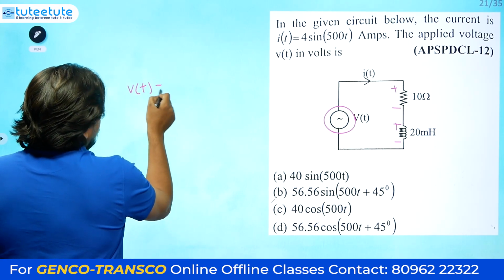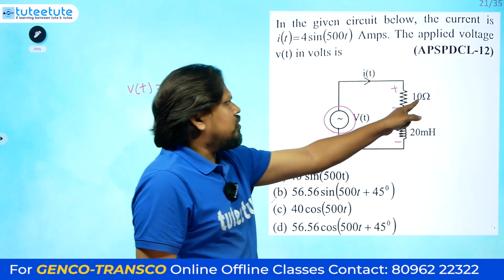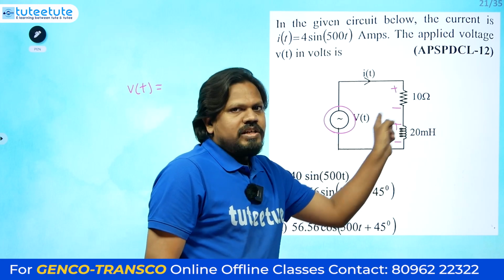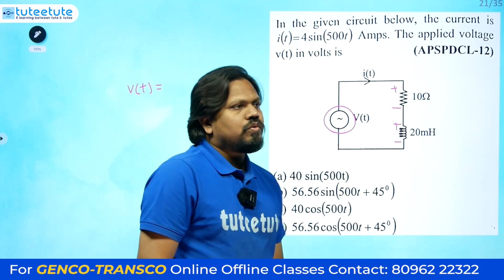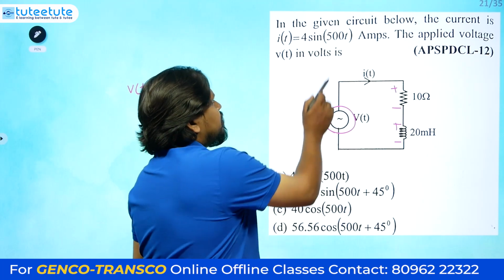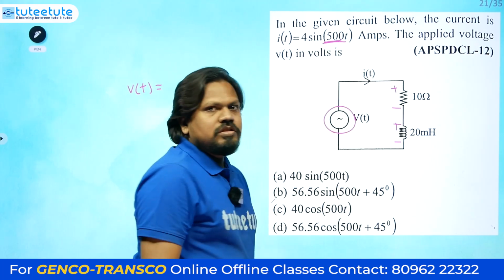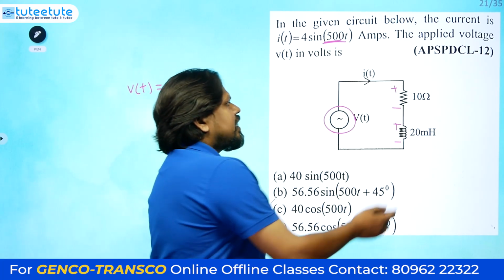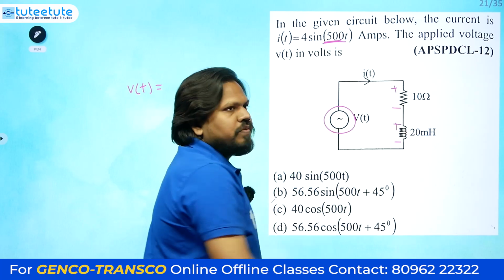So v(t) is equal to i(t) into 10 plus i(t) into the reactance of this one. What is the reactance of this one? That we need to give. They have not mentioned the source frequency, but here 500t is there. That means omega we know. So we can calculate omega L and give it here.